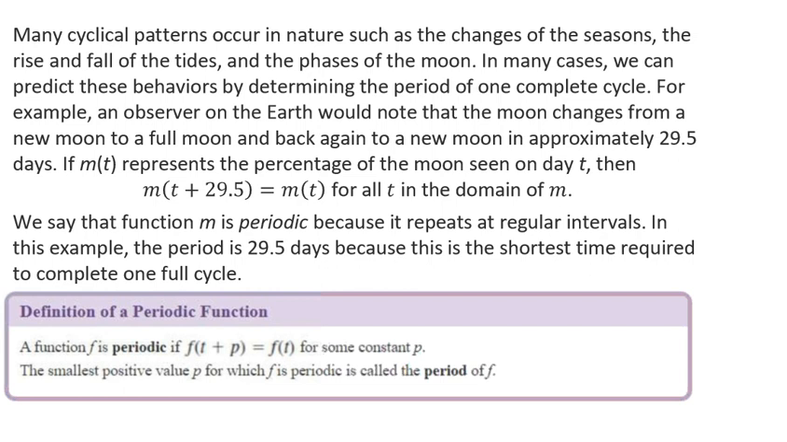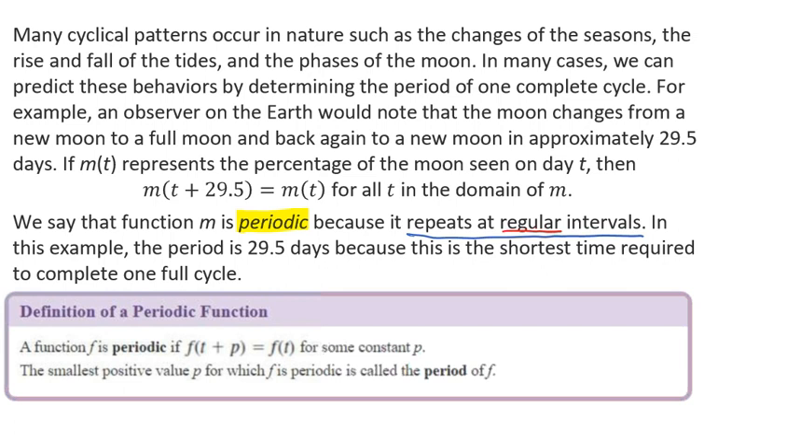Now, if m of t represents the percentage of the moon seen on day t, then m of t plus 29.5 is going to equal m of t for all t in the domain of m. We say that m is periodic because it repeats at regular intervals. So in this example, the period is 29.5 days because this is the shortest time required to complete one full cycle.